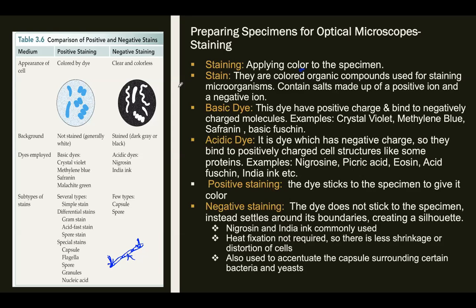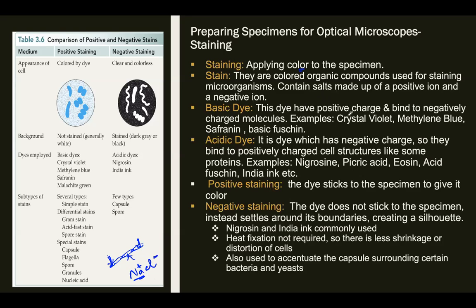So stains are colored organic compounds used for staining microorganisms. They are certain salts made up of a positive ion and a negative ion. So these stains are actually made up of salt. Whenever it is a salt, each salt has a positive component and a negative component. Like, let's say, sodium chloride. This is the sodium, the positive component, and this part is the negative component. So all salts are like this.